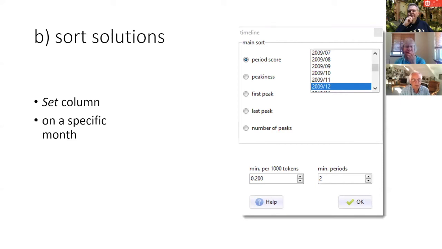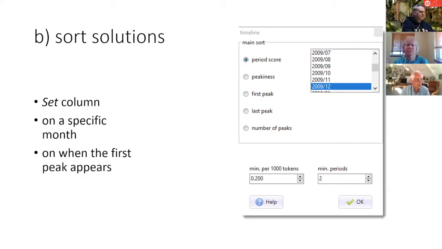Or sort by what I'm calling here a period score. So we sort on a particular month. Here we've got a period score selected where we're going to sort on the 12th month in 2009. And we're sorting to see which data comes out top in December 2009, which of these 5,000 entries come out top on a period score. Another one would be what I'm calling peakiness. I'll come into that in a moment.